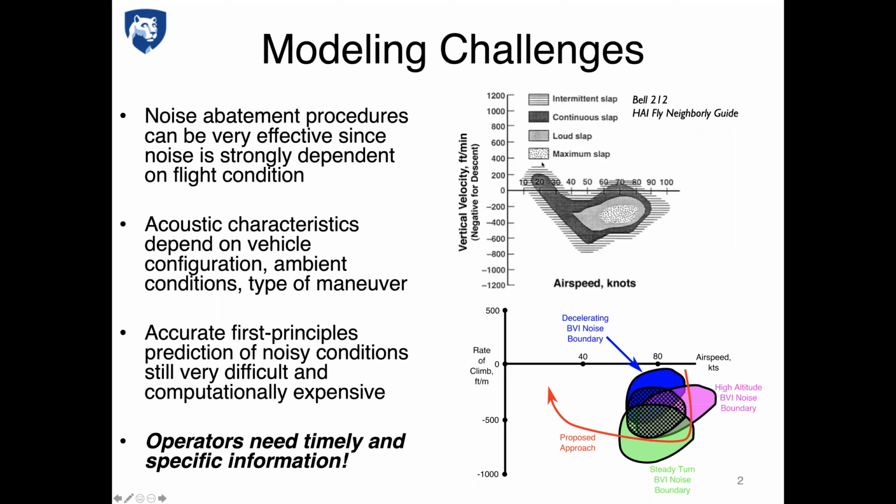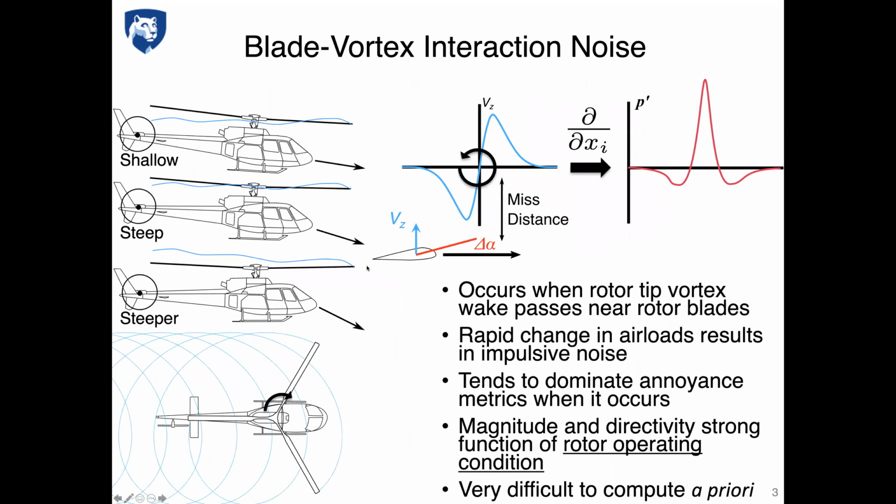Now, the primary cause for a lot of this variation in noise is a source that we call Blade-Vortex Interaction. So it's worth talking a little bit about the physics behind that. This is basically a noise source that occurs when the tip vortices that are shed by the helicopter rotor blades pass nearby those blades. This typically happens during a descending flight condition because that's when the wake convects into the rotor, and what we call the miss distance between the vortex and the blade grows small.